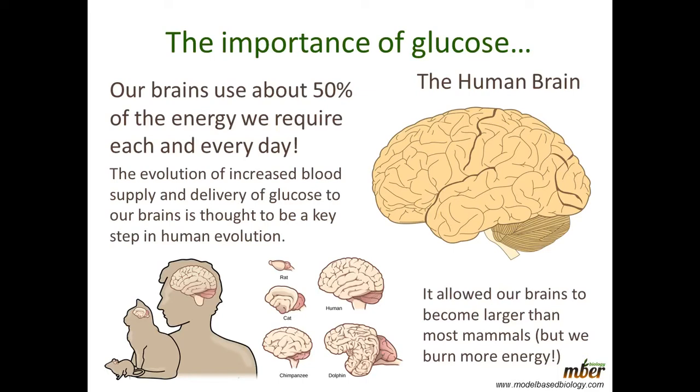The importance of glucose. Here is your brain. Our brains use about 50% of the energy required each and every day. That's actually an adult brain; you need more. The evolution of increased blood supply and delivery of glucose to our brains is thought to be a key step in human evolution, and it allowed our brains to become larger than most mammals and to burn more energy.